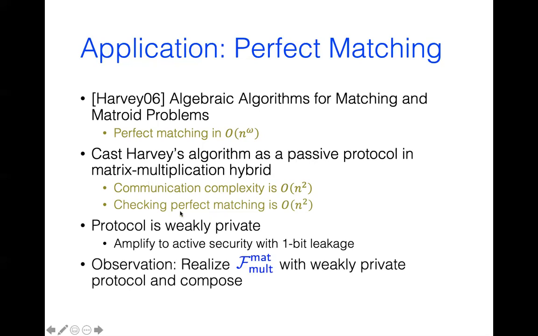One thing I skimmed over here, of course, is that I gave the complexity in the matrix multiplication hybrid. You have to implement this, and you can use pretty much any additively homomorphic encryption to realize this matrix multiplication hybrid with the complexity that we want.